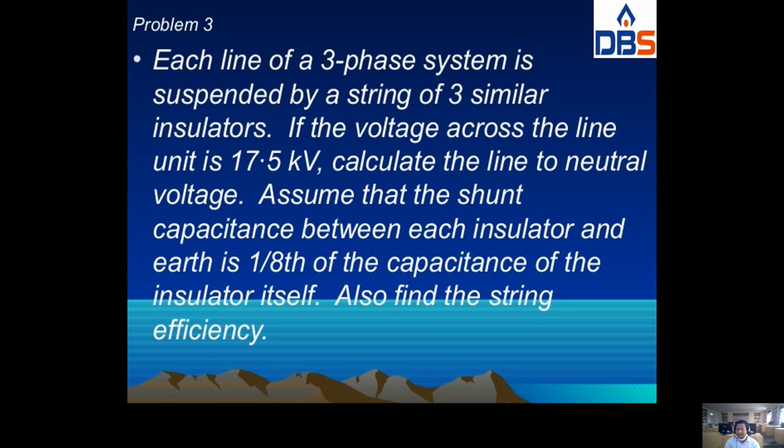So line to neutral voltage, that is nothing but divided by root 3. Assume that shunt capacitance between each insulator and earth is 1/8 of self capacitance. That is nothing but shunt capacitance by self capacitance is equal to 1/8, right? That is 0.125. Then calculate the string efficiency, right? So the given line voltage, first of all calculate the phase voltage by root 3. Then the given K value, K is equal to 1/8, 0.125. Then calculate the string efficiency, that is V1, V2, V3. Otherwise voltage across the string by number of discs into the one nearest to the conductor.